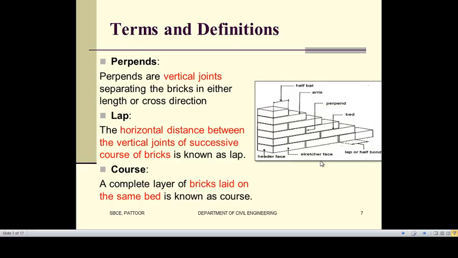Next one is perpend. Perpends are the vertical joints which separate the individual brick units. And next is lap. Lap is the horizontal distance measured between vertical joints on successive courses. Next is course. Course is a complete layer of brick laid on the same bed. So hope you understood all the terms and definitions.